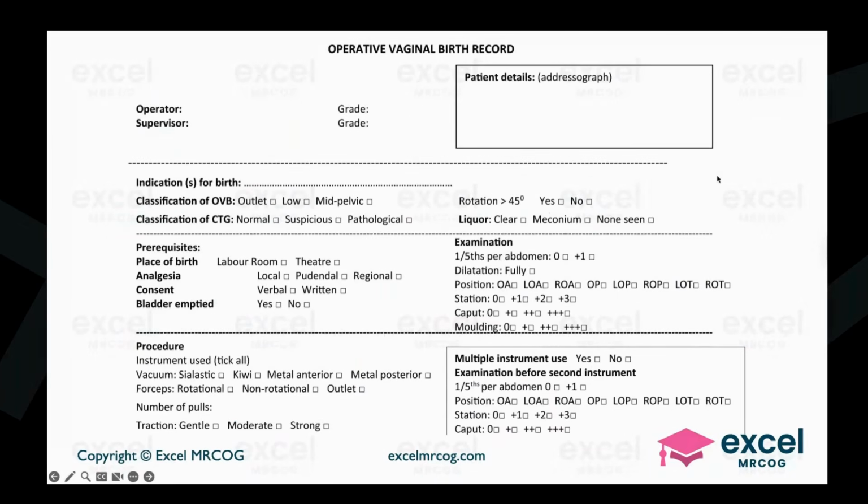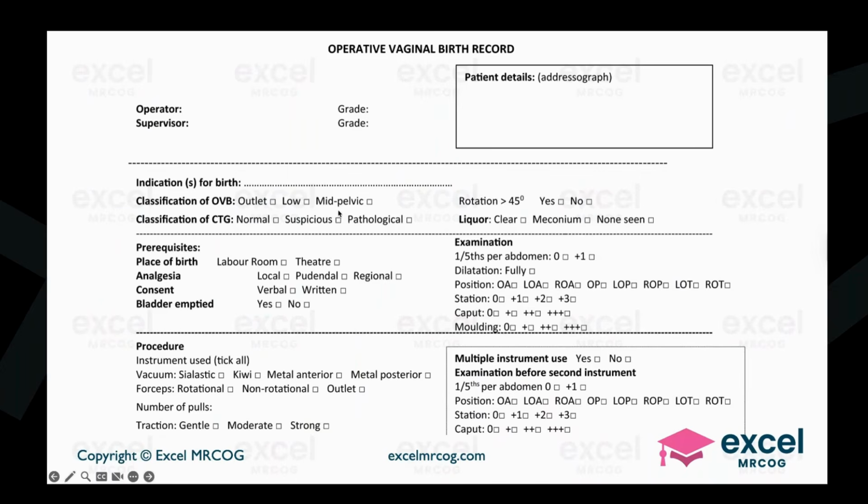Now we go ahead with operative vaginal birth record keeping. Essentially, what we have here is a form of a birth record, which has become important since the time of the Montgomery ruling, and you need to document all of these things for the purpose of your clinical governance, in the UK.